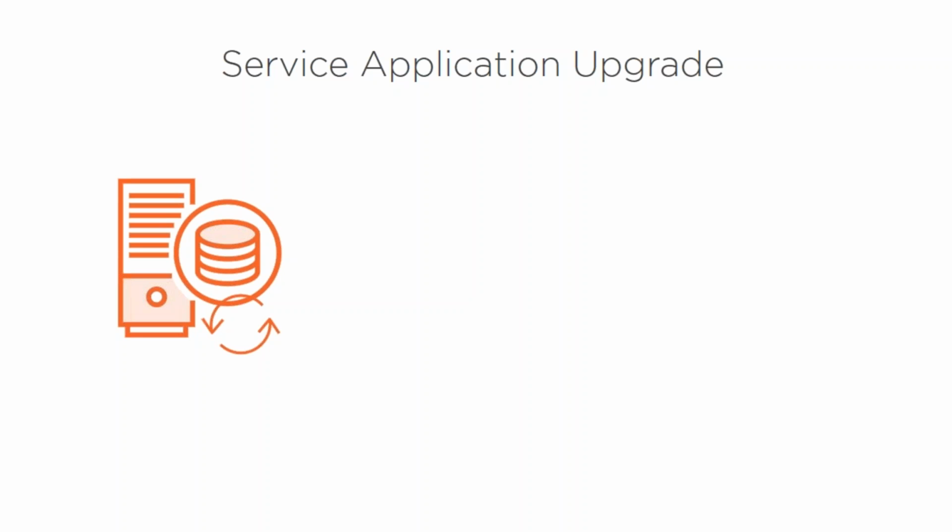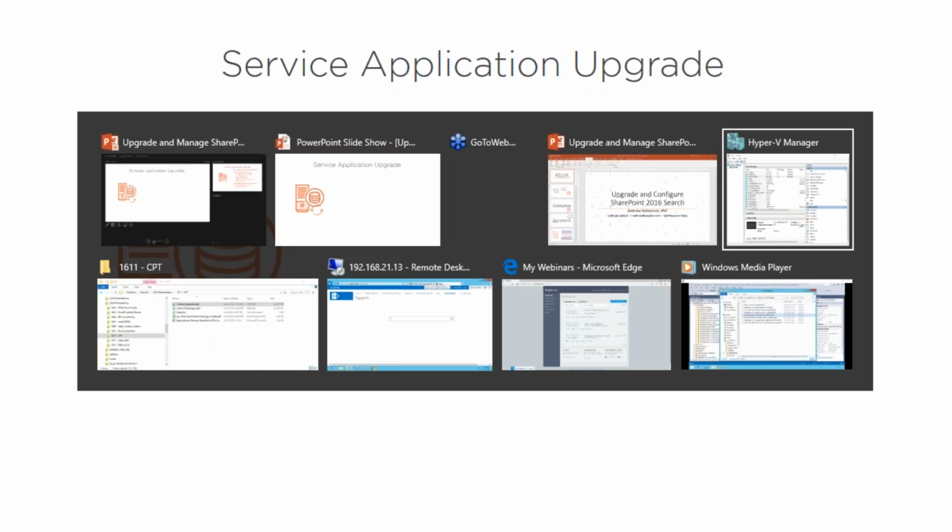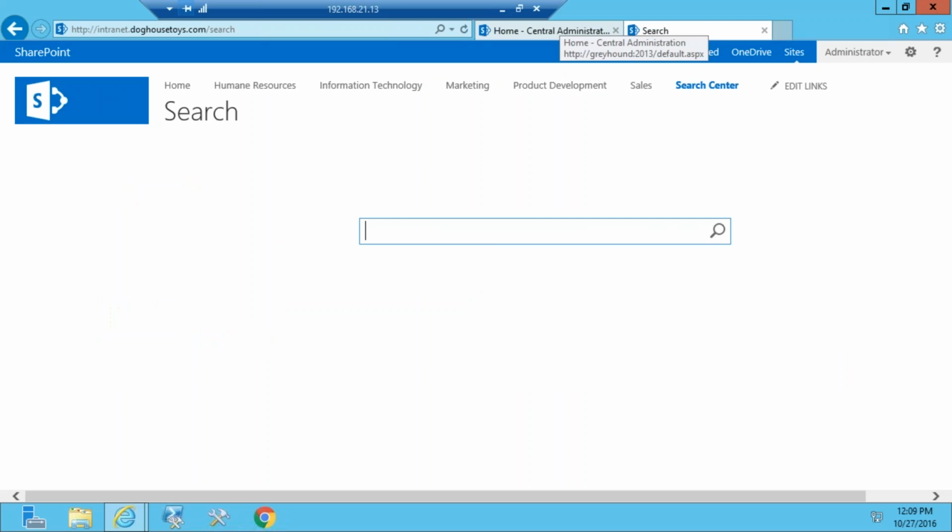So before I get into the service application upgrade, let me give you just a quick walk around of the farm that we're going to upgrade. So there's a few things going on here. First of all, this is a SharePoint 2013 farm. It's our legacy farm. And we're using the URL http://intranet.doghousetoys.com, and our search site is under a search managed path. What this means is that any searches that I do are going to stay in this site collection.